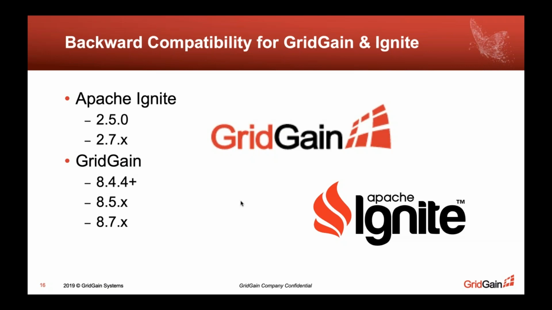Now for Web Console, we've certified against all of the currently supported versions of GridGain and past versions of Apache Ignite. So all versions of Ignite 2.7, Ignite 2.5.0, GridGain 8.4.4 and higher, which is still an officially supported version, all versions of 8.5, and all versions of 8.7. So we're really trying to make it so that you only need one version of the tools to work with your applications.